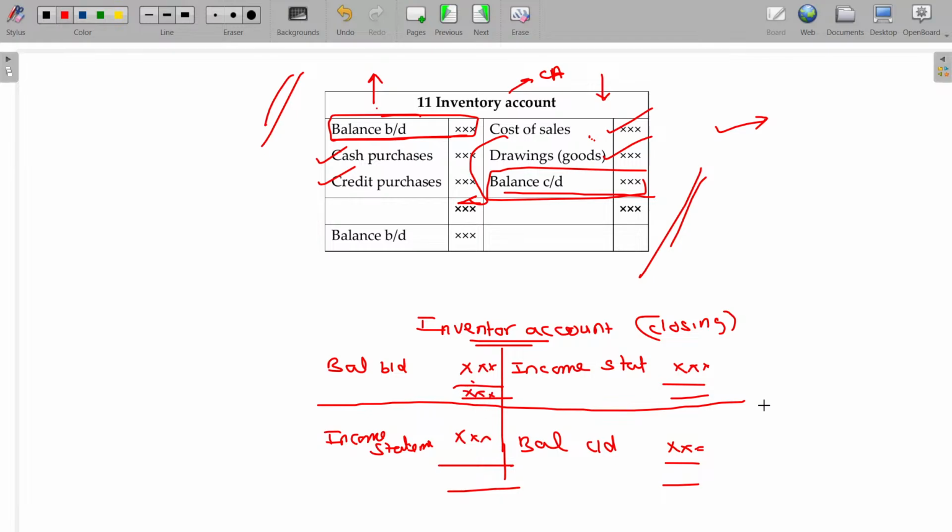So whenever you are asked to prepare an inventory account to close, this is the model you need to follow. Whenever you show the income statement, this will be transferable to the expenses side of the income statement, otherwise trading expenses. And this will be transferable to the income statement, that too as income, trading section income. Hope you'll now be able to understand. This is what you have to understand for the inventory account preparation.